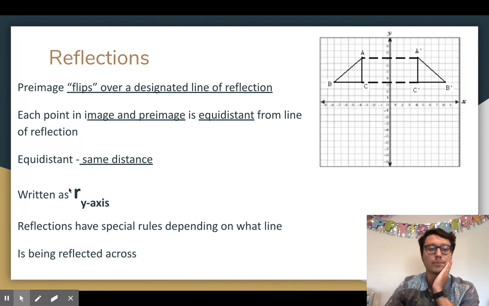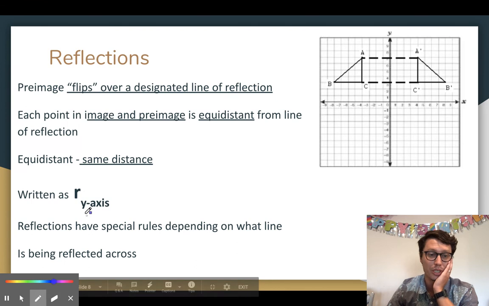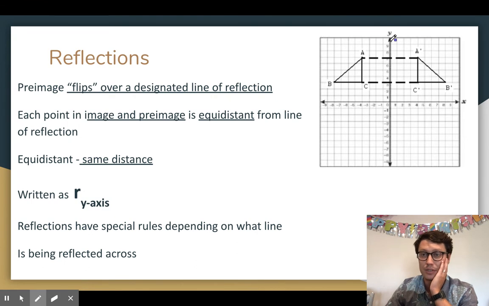Okay, usually you will be given a little r for reflection. A big R is for rotations, but we'll talk about that next class, right? A little r is for reflections, and then they'll tell us what line it is being reflected across. In this specific example, we are being reflected across the y-axis. Notice this here is the y-axis, right?